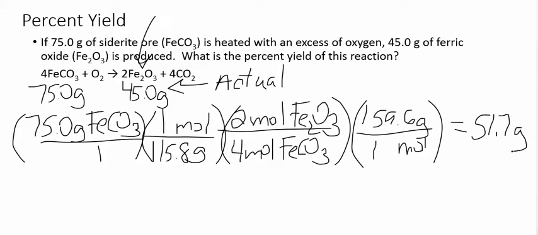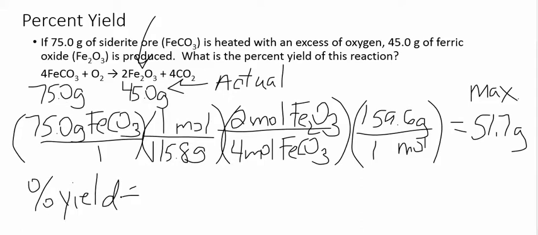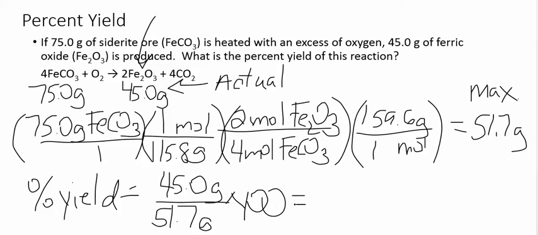Now this is the maximum. This is the maximum amount, the theoretical yield, 51.7 grams. I want to know the percent yield. The percent yield is taking the actual number, which is 45. You're always given the actual. So 45 divided by the max, which is 51.7, times 100. So the percent yield in this problem is 87%. You can never get over 100% yield.